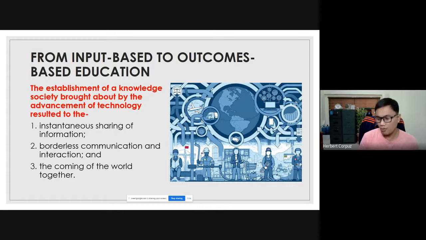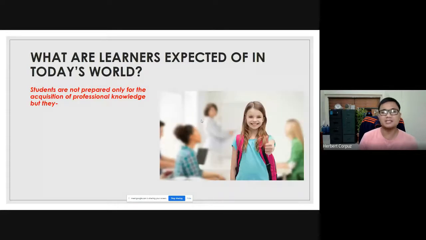And because of all these things, we have to ask ourselves, you have to ask yourselves as future teachers, and I have to ask myself as a teacher, what are learners expected of in today's world? If the world is being converted into a knowledge society, if the world has become so instantaneous, if the world has come together, has come nearer, then what should I expect of my learners in today's world?